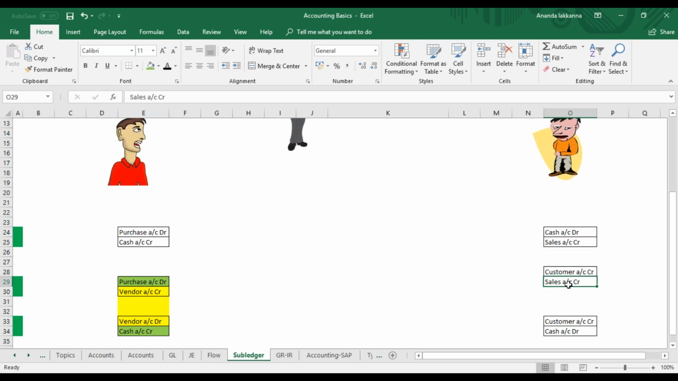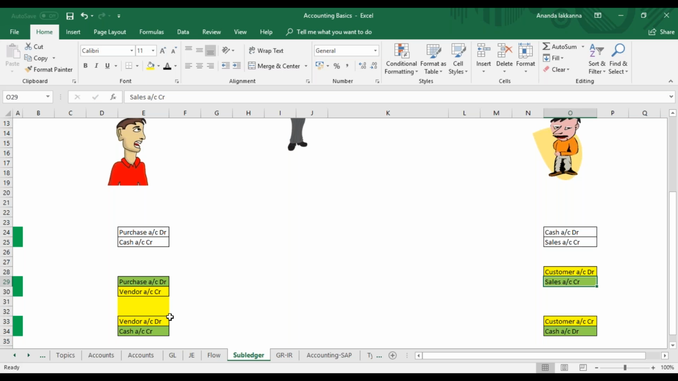Now, here also, if you see, this sales and cash, and this customer debit and credit, debit and credit came to picture. It may be 1,000 rupees, 1,000 rupees, that's one out. What is ultimately I'm trying to tell you here?